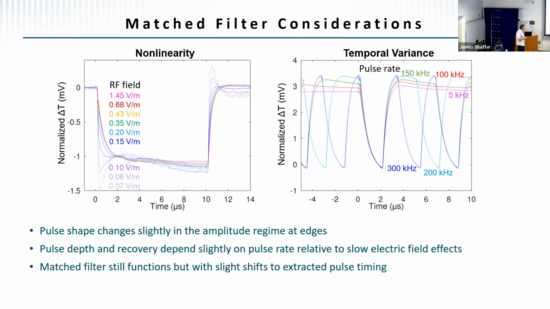This problem is not so much of a problem for the matched filter because you can run the signal that you're acquiring through as many matched filters as you want. So one approach might be to have a low RF power matched filter and a higher RF power matched filter. Then you would compare the two and use the one that was most appropriate in the experiment or in the device. All right.